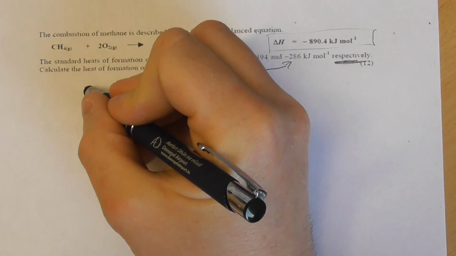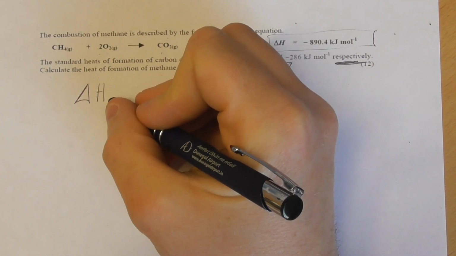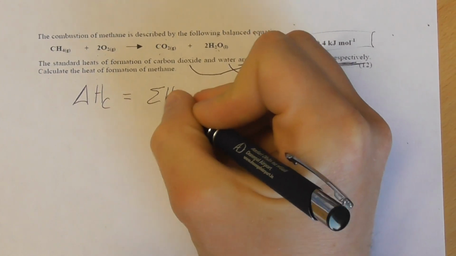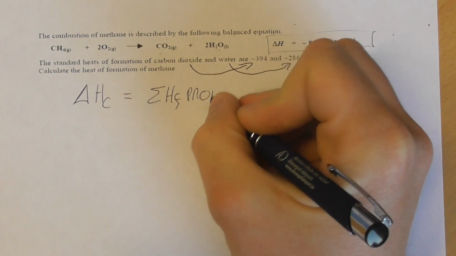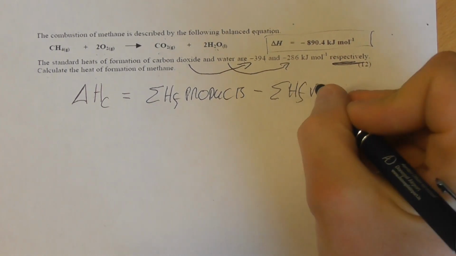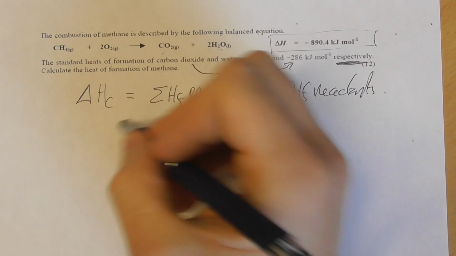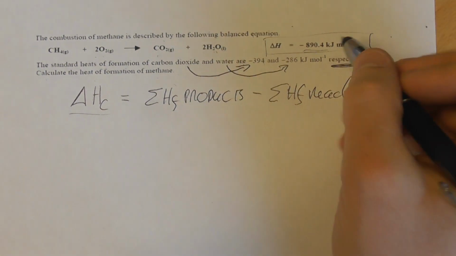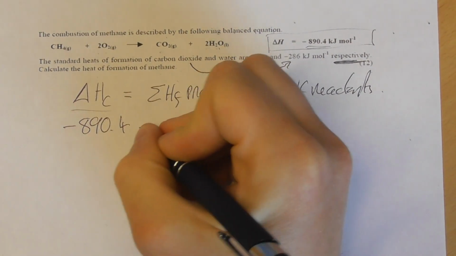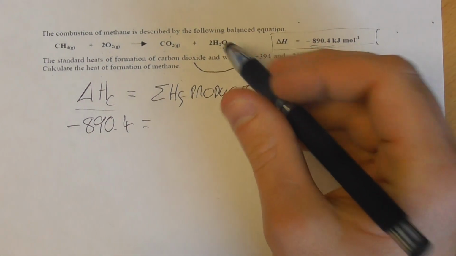So we'll go back to this, our useful formula. Delta HC, in this case the heat of combustion, is equal to the sum of the heats of formation of the products minus the sum of the heats of formation of the reactants. So in this case, the delta HC is what we're given, minus 890. So it's just a matter of filling in these figures, is equal to the sum of the heats of formation of the products multiplied by their coefficient.